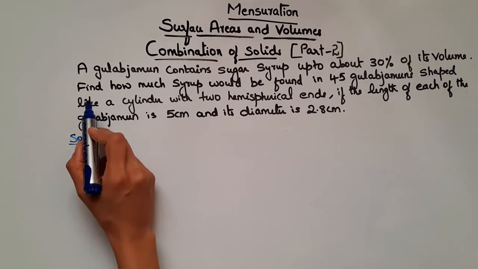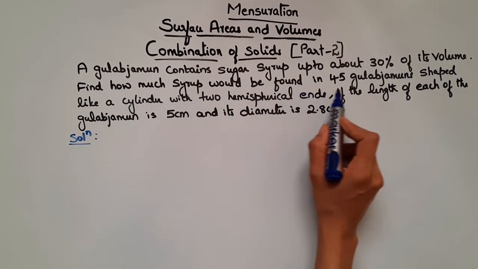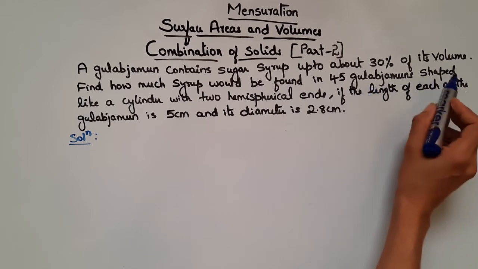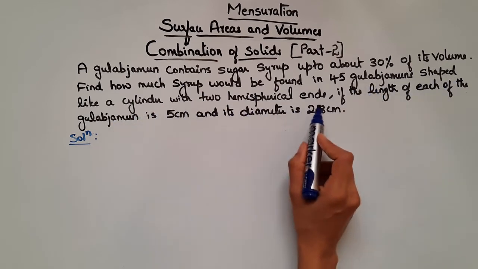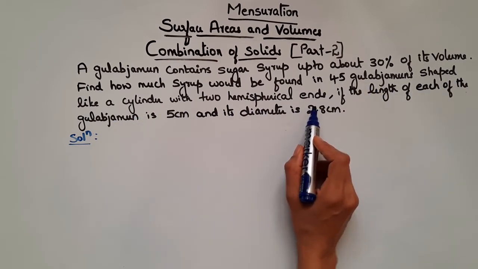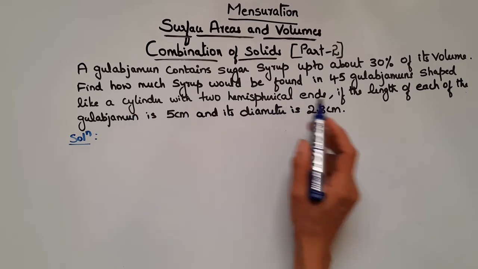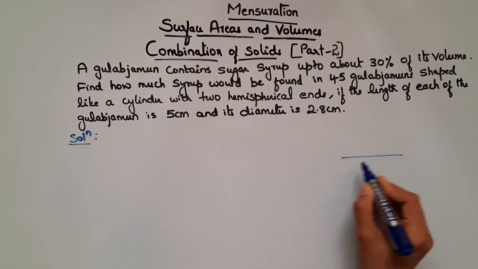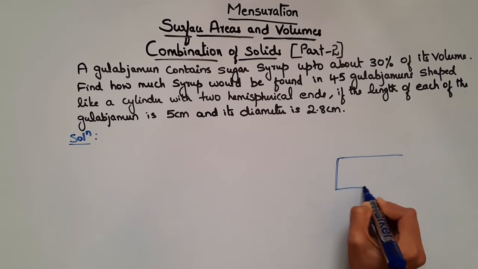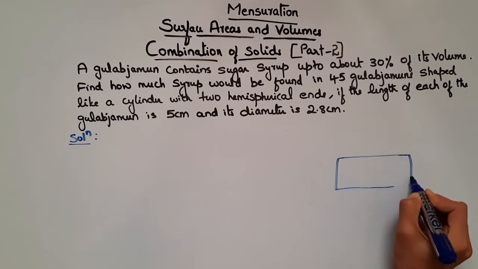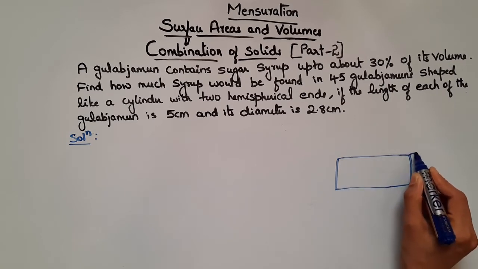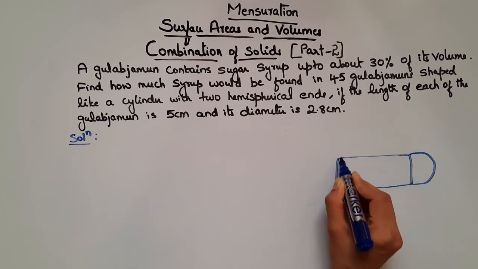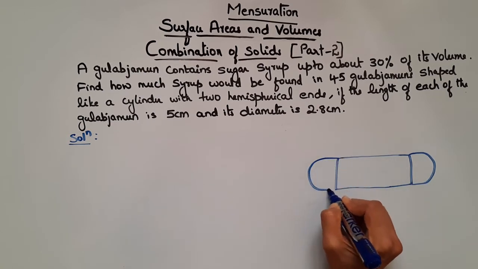So here they have asked to find how much syrup would be found in 45 gulab jamuns shaped like a cylinder with two hemispherical ends. So the shape of the gulab jamun is like a cylinder with two hemispherical ends. That is, we have a cylinder with two hemispherical ends like this. So this is the shape of the gulab jamun.